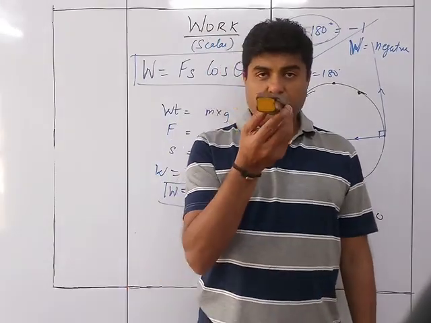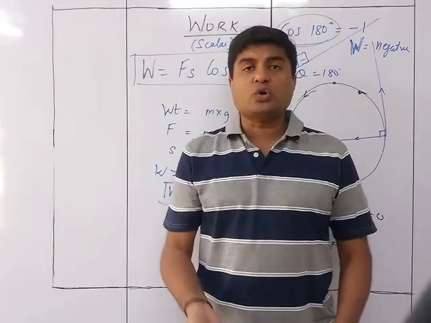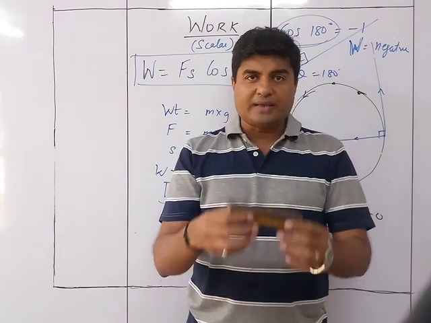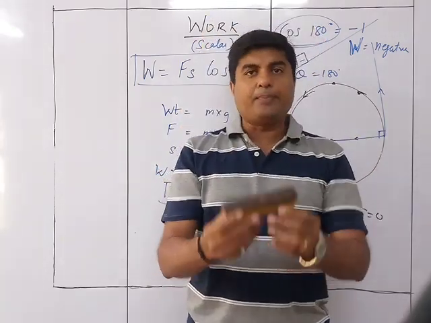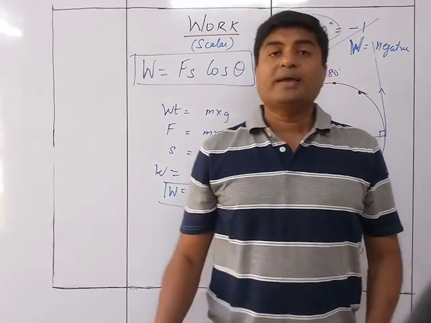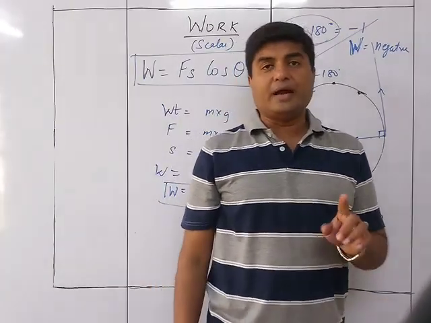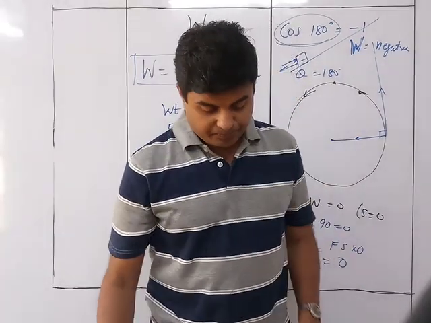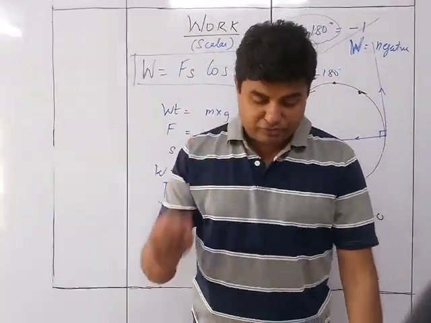It means I take this body and I throw it upwards. When I throw it upwards, I am doing work against gravity. Gravity is trying to pull it downwards and I am pushing it upwards. So मैंने positive work किया, but gravity ने कैसा work किया? Negative work किया. So the work done by gravity when the body is thrown upwards is negative. So that is why it will be minus mgh.